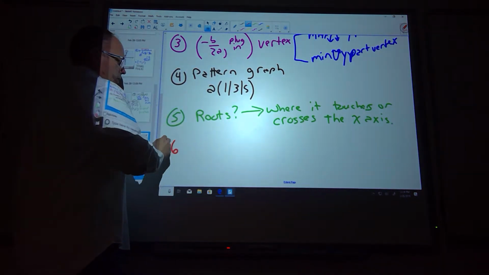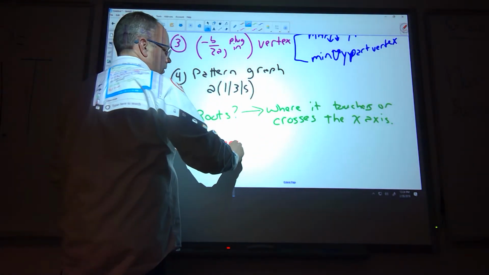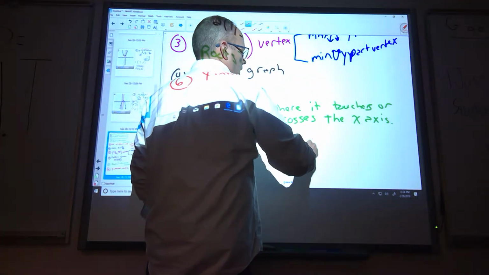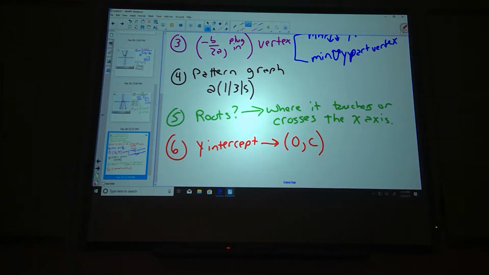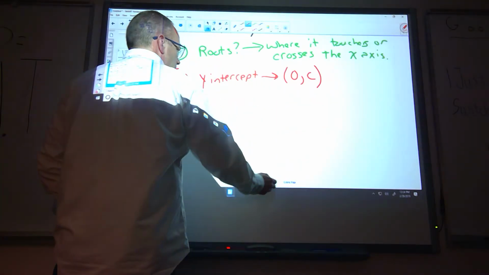The sixth thing is, where does it cross the y-intercept? The nice thing with these is it's always 0, your c value. Okay, that's not the most important point in the world, but it is one more point that does exist. The y-intercept can indeed be where the vertex falls. It doesn't have to be. That takes place. And then a few other things that kind of transpire.